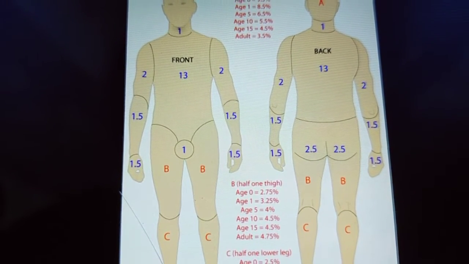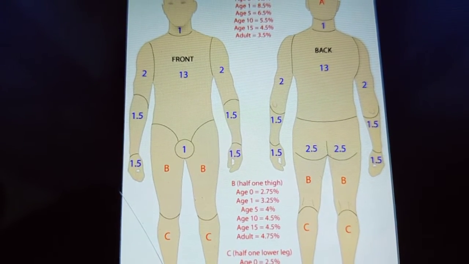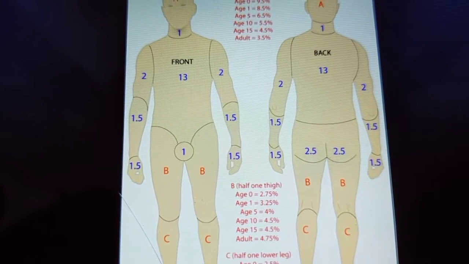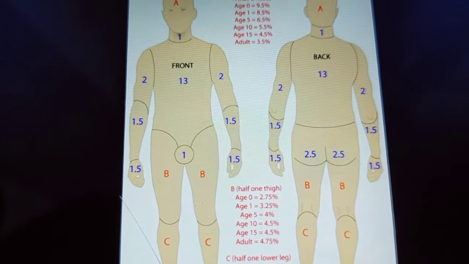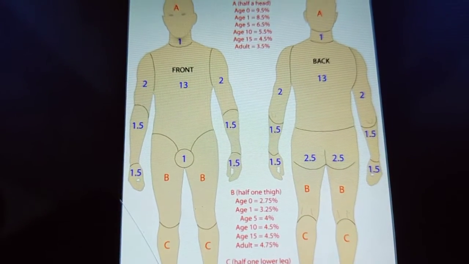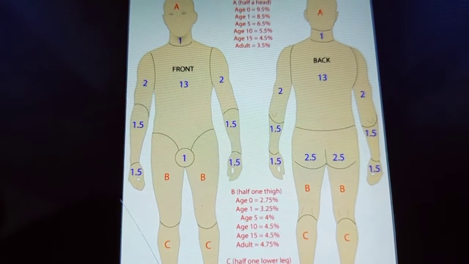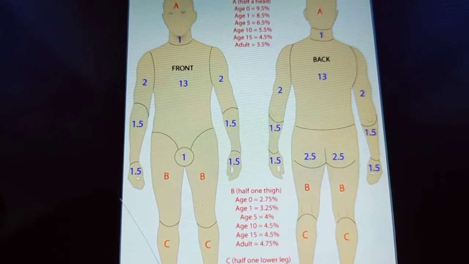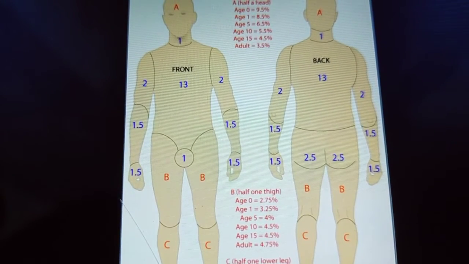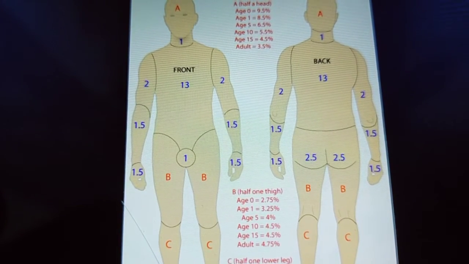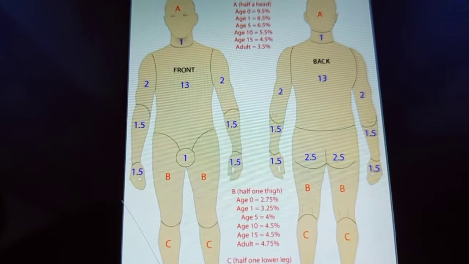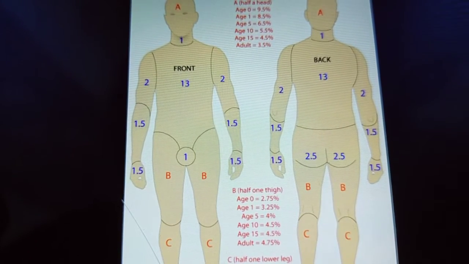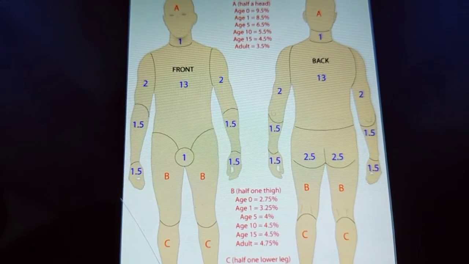This is more practical for children and infants. The Lund and Browder chart is used to assess the body surface area in kids because infants have proportionately larger heads, which alters the surface area contribution of other major body segments. The rule of 8s is better approximately in infants weighing less than 10 kg. This Lund and Browder chart is the gold standard in calculating.